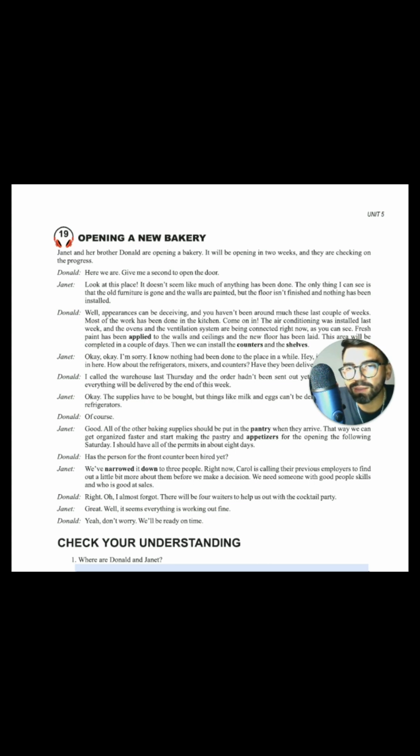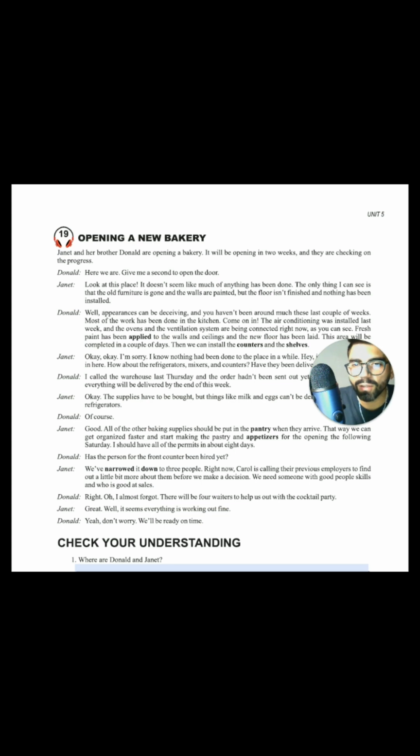Donald says, "Here we are. Give me a second to open the door." And Janet says, "Look at this place. It doesn't seem like much of anything has been done. The only thing I can see is that the old furniture is gone and the walls are painted, but the floor isn't finished and nothing has been installed."